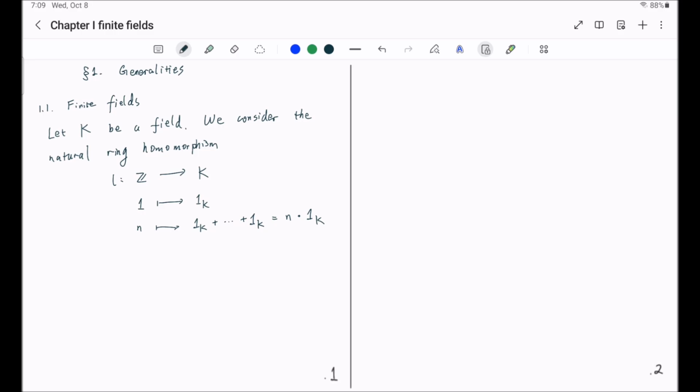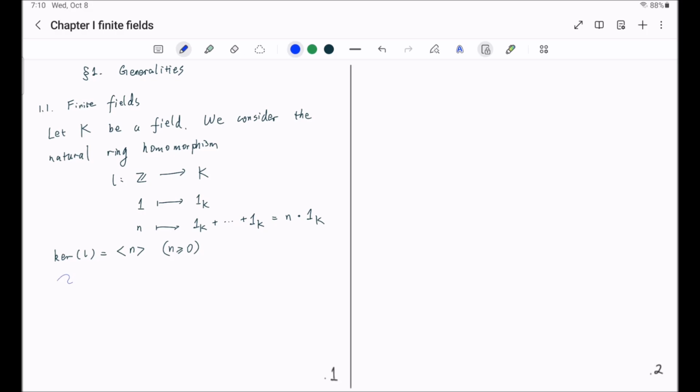By basic algebra, because Z is a principal ideal domain, the kernel of iota is formed by the multiples of a single element, say n, where without loss of generality, we can always assume that n is non-negative.